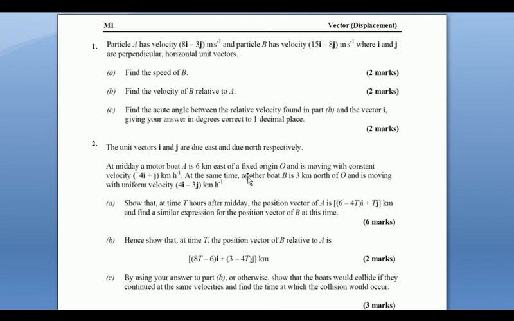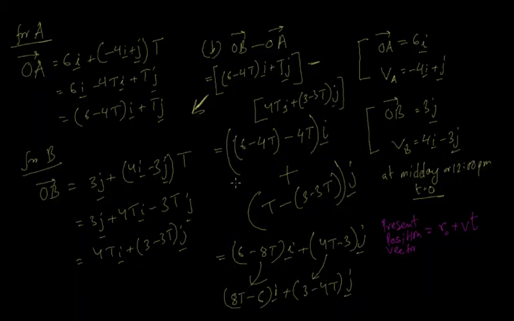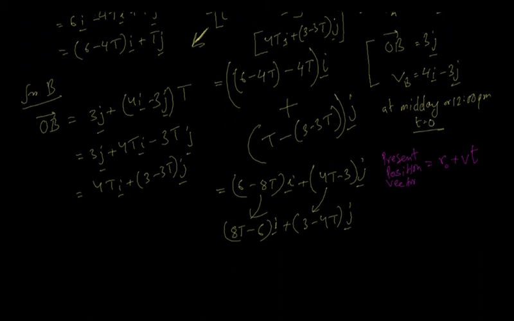Now once this has been done, the next question is, by using your answer to part B, that means this, or otherwise, show that the boats would collide if they continued at the same velocities. Now collision means if two things have to collide, that means they have to be at the same spot, both of them. That means their position has to be the same.